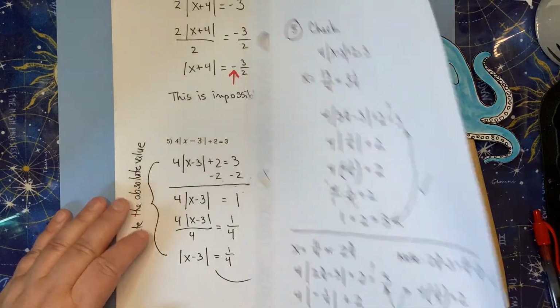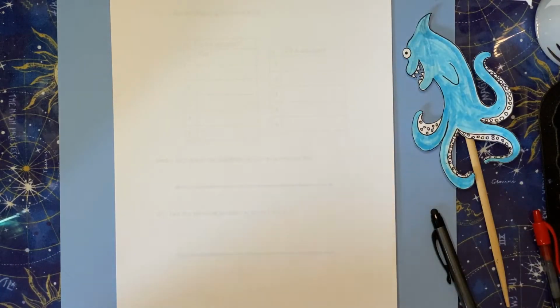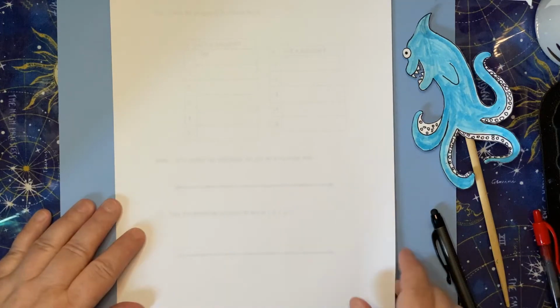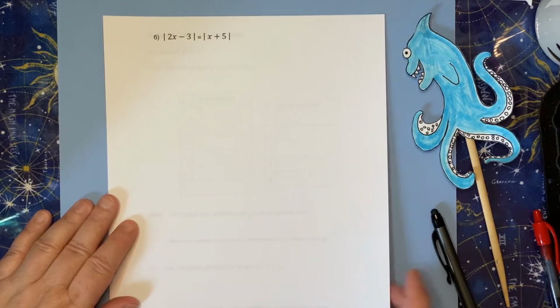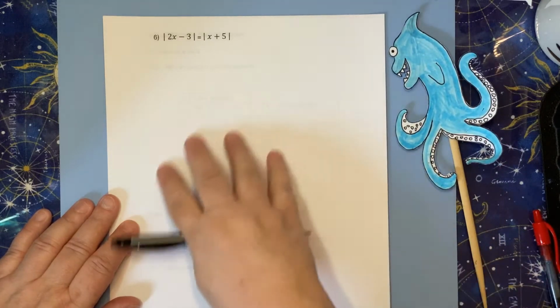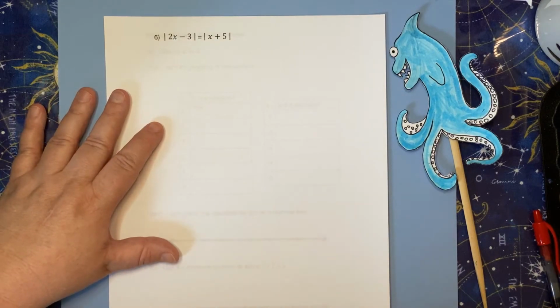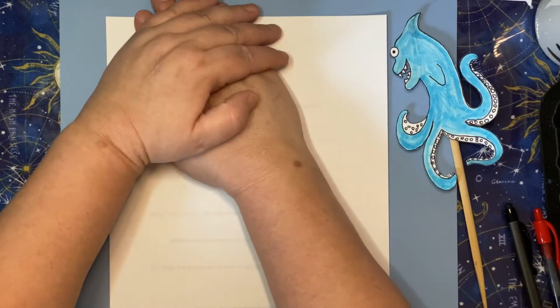So let's put this behind us and try one more problem. And then, dun dun dun! You can kind of see what's going to happen next behind there. It's kind of like spoilers. Number 6 is the battle of the absolute values. So I'm going to cover this up and say, don't think about that.